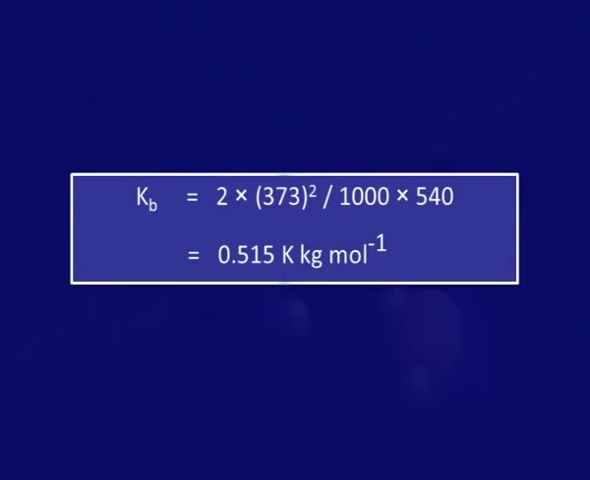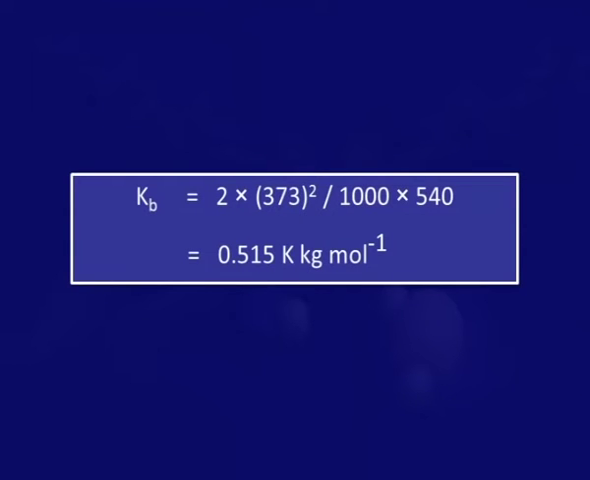In case of water, this latent heat of vaporization is equal to 540 calories per gram. We can take R is equal to 2 calories per mole per Kelvin. The boiling point of pure water is 373 Kelvin.